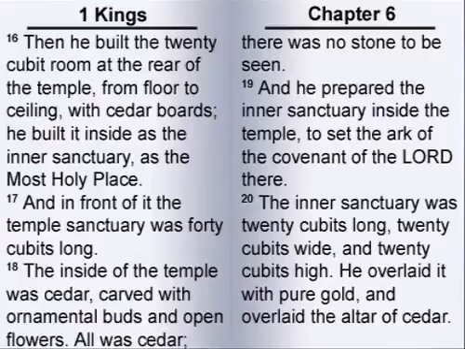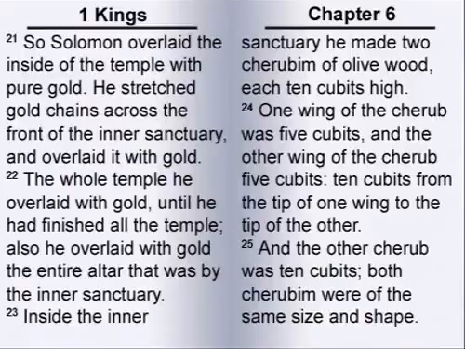And he prepared the inner sanctuary inside the temple to set the ark of the covenant of the Lord there. The inner sanctuary was 20 cubits long, 20 cubits wide, and 20 cubits high. He overlaid it with pure gold and overlaid the altar of cedar. So Solomon overlaid the inside of the temple with pure gold. He stretched gold chains across the front of the inner sanctuary and overlaid it with gold. The whole temple he overlaid with gold until he had finished all the temple. Also he overlaid with gold the entire altar that was by the inner sanctuary.